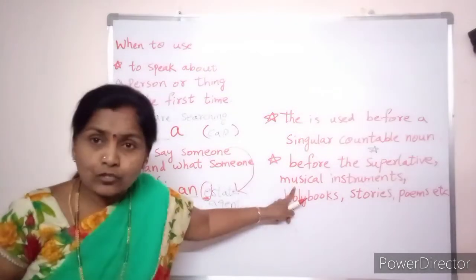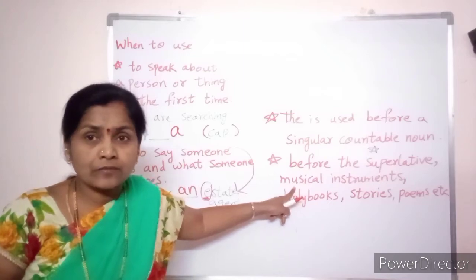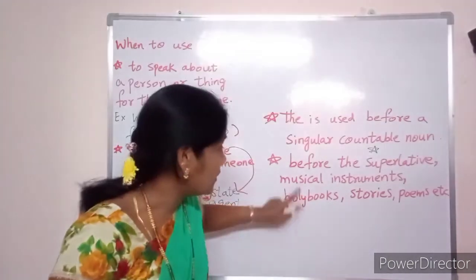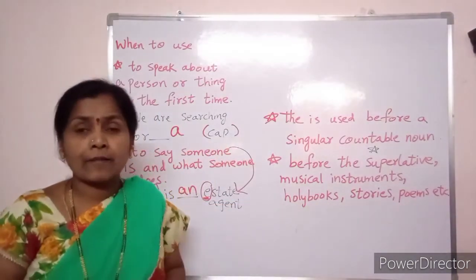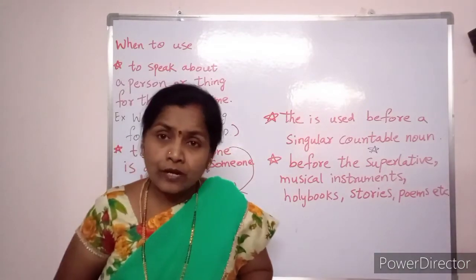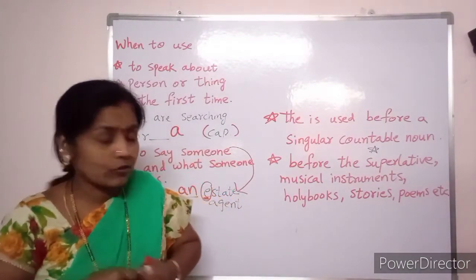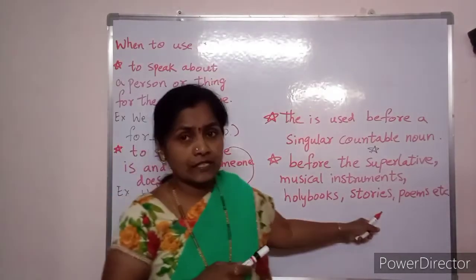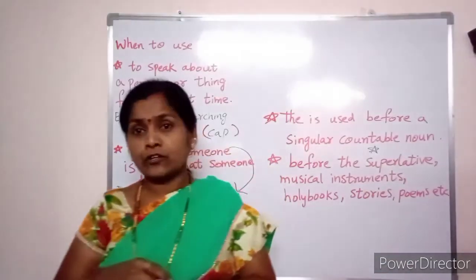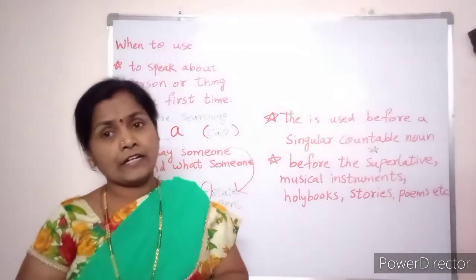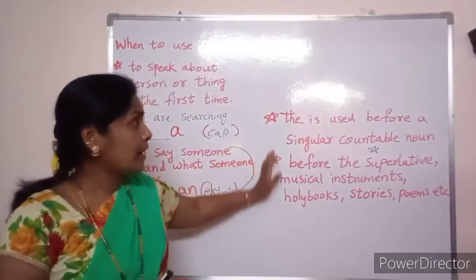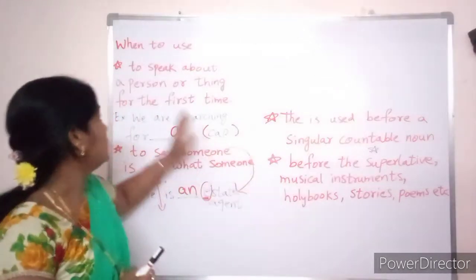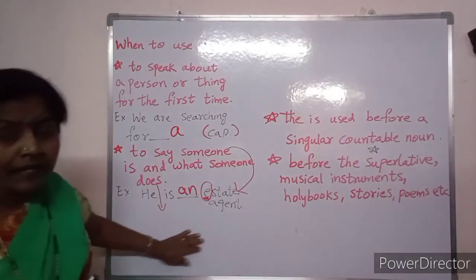Before musical instruments, whatever the musical instrument, when you are saying it, you have to use the. And before holy books like the Ramayana, the Mahabharata, the Bible, the Quran, before all these books we have to write down the. Before the stories, we have to write down the. Before the poems we should write down the. So these are briefly about when we should use the and when we should use a and an.